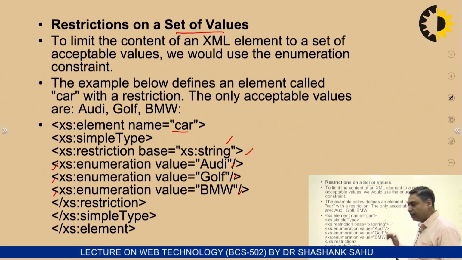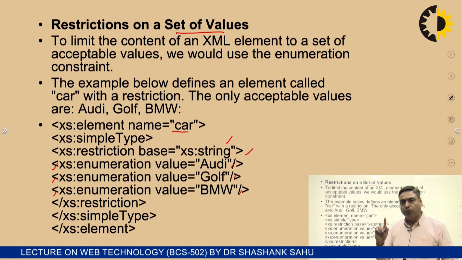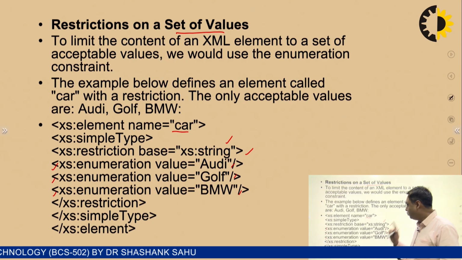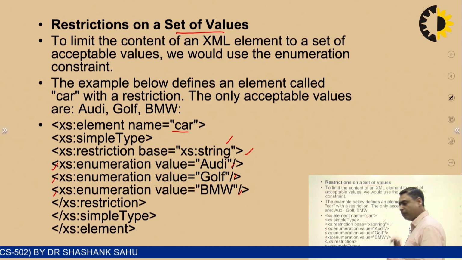So, this car element can take only one element from this set of values. It can take only one element from Audi, Golf or BMW. So, this is the way we are giving the restriction on the set of values.